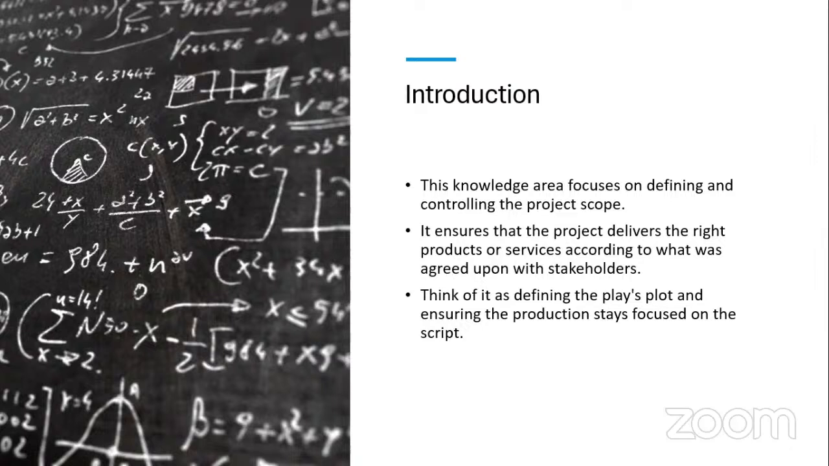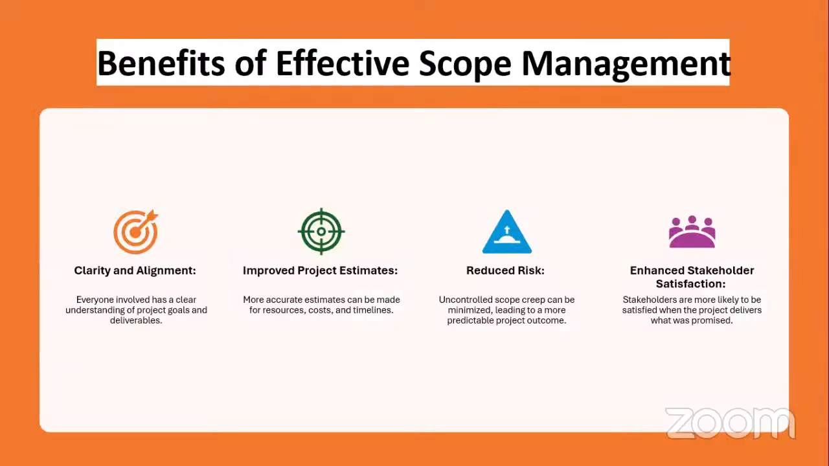So now that we know what their expectations are, the scope is saying, let's break our work down so that we can get the results that these stakeholders are expecting. Think of it as defining the plot and ensuring the production stays focused on the script. What are the benefits of effective scope management?